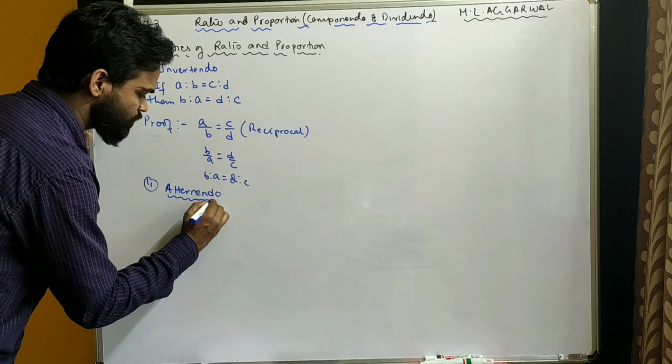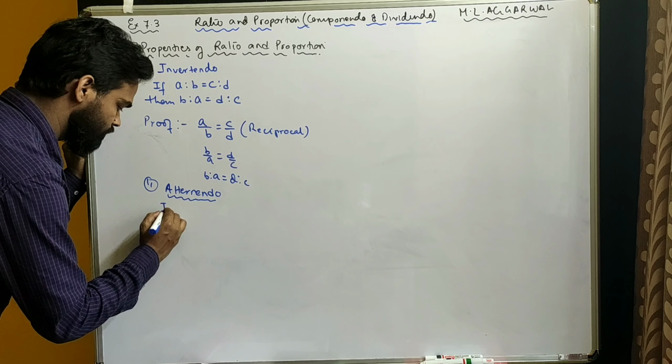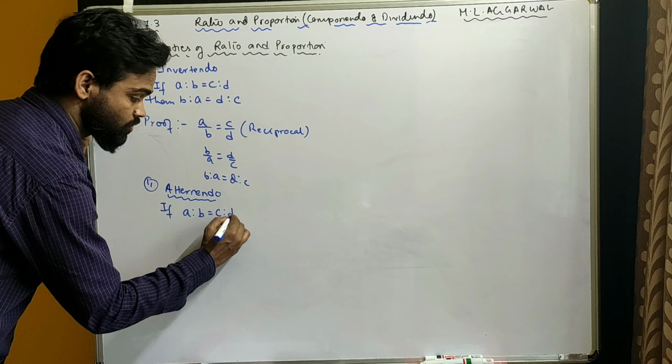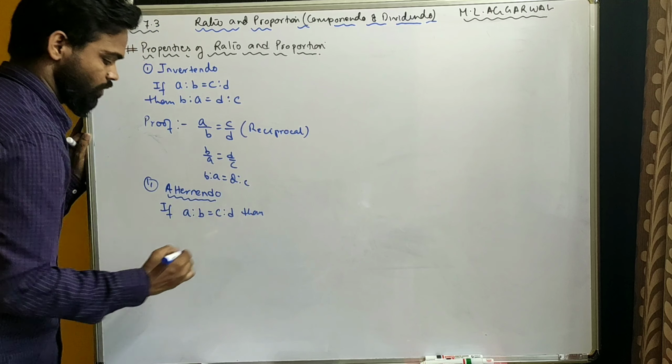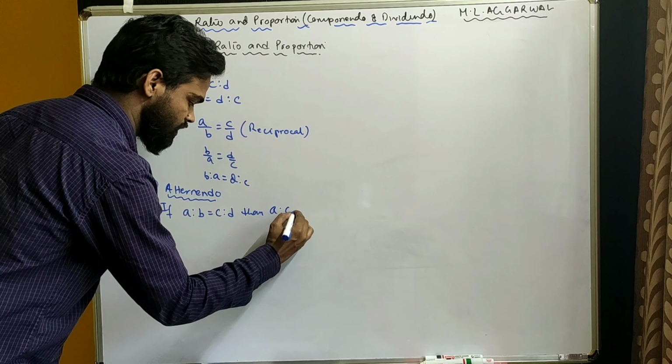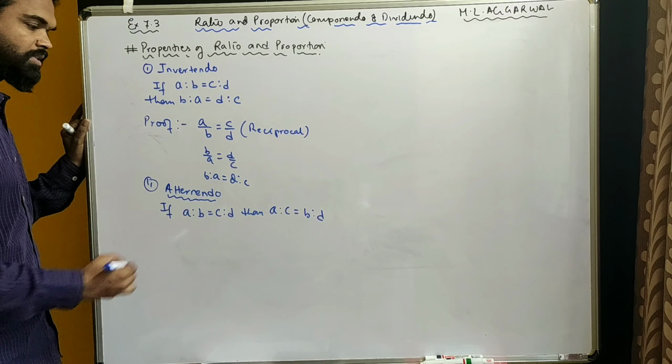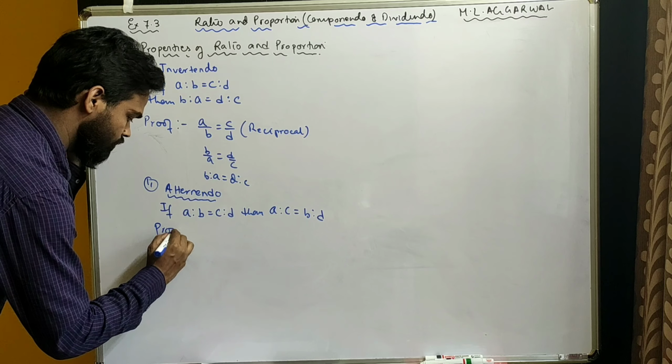Alternando. What is this property? If A is to B is equal to C is to D, then we can say that A is to C is equal to B is to D. How come this? Very easy proof.